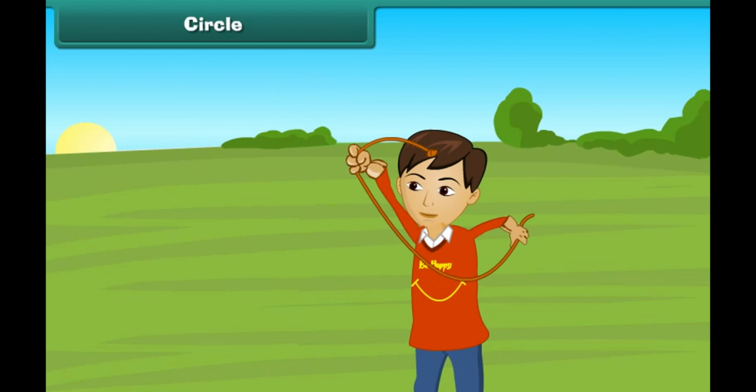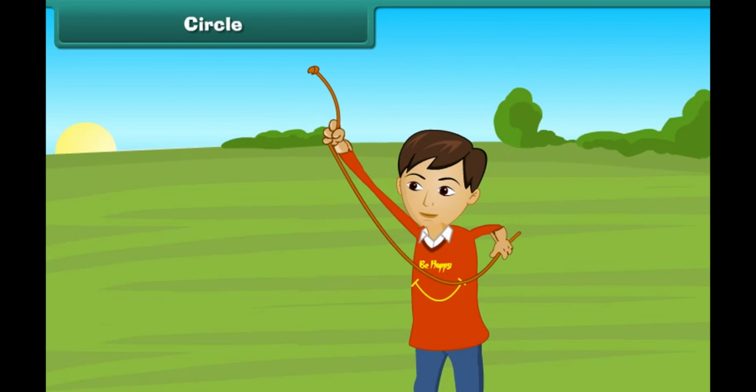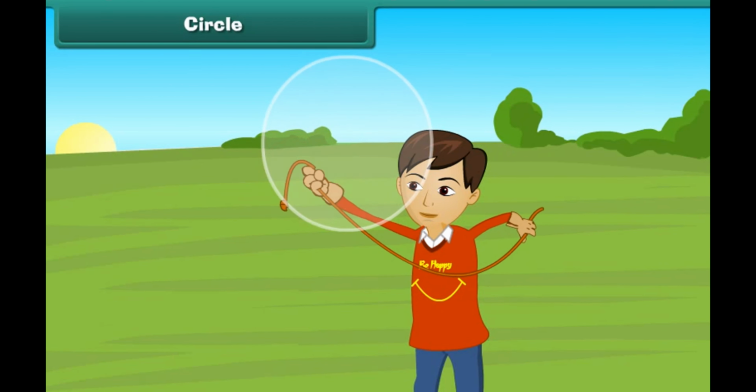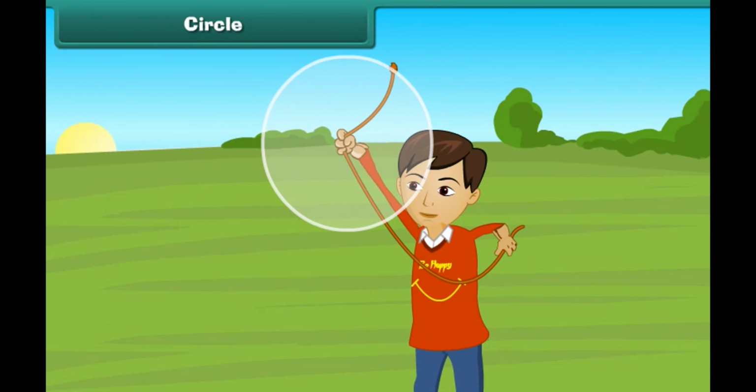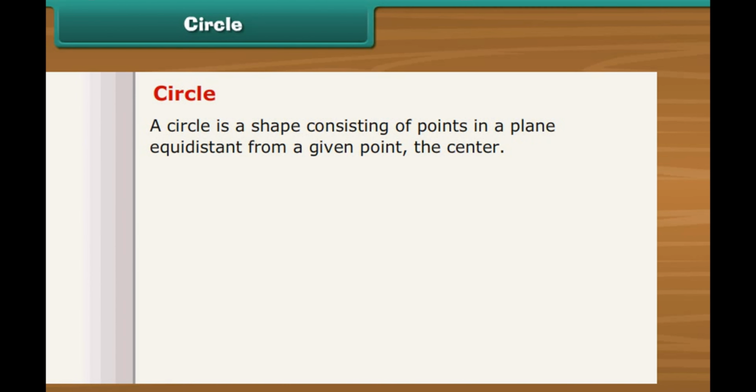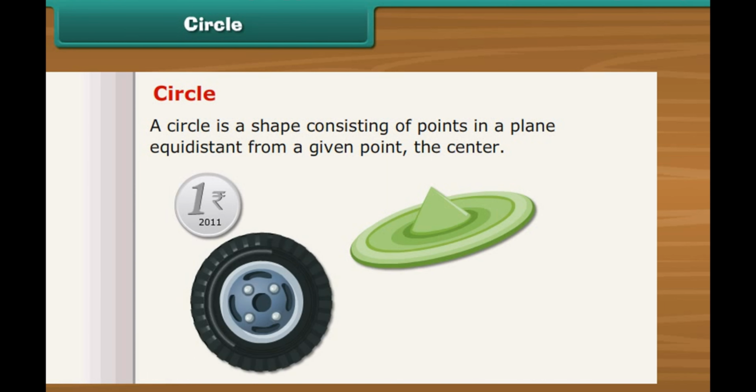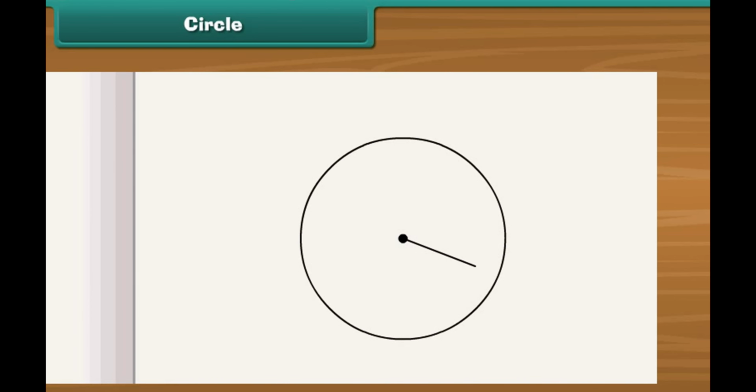Look what Sahil is doing. He is rotating the rope in the air. What shape is the knot at the end of the rope forming? It is circle. A circle is a shape consisting of points in a plane equidistant from a given point, the center. 1 rupee coins, flying disc, wheel, CD are circular in shape. The length of the line segment from center of the circle to any point on the circle is called the radius. Twice the radius of the circle is called the diameter of the circle.